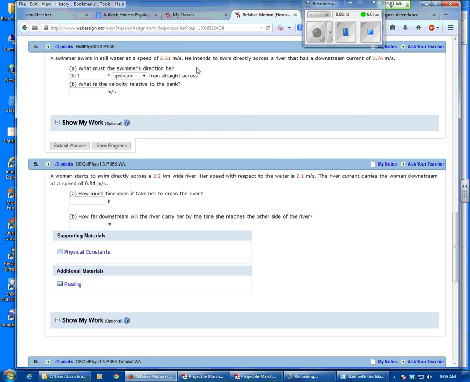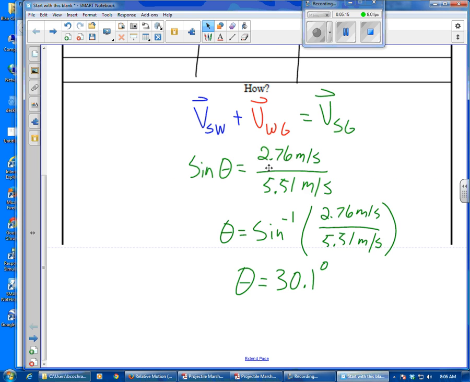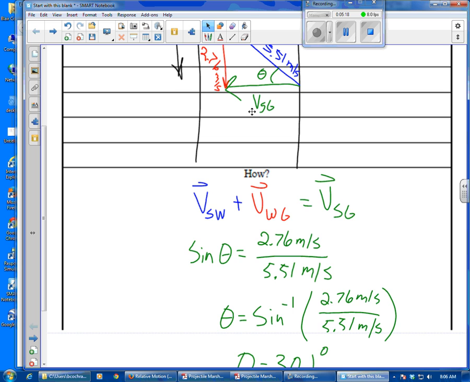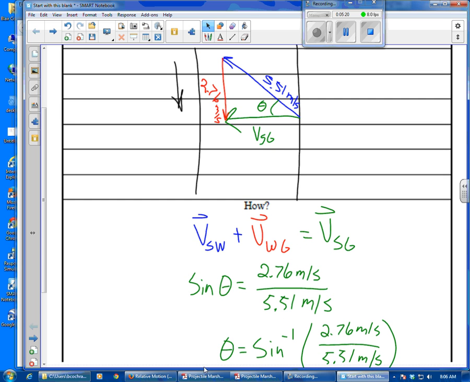Upstream from straight across. Double check my diagram. Yep, that's straight across. So that's upstream from straight across.